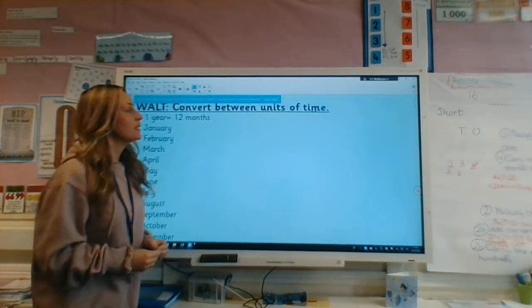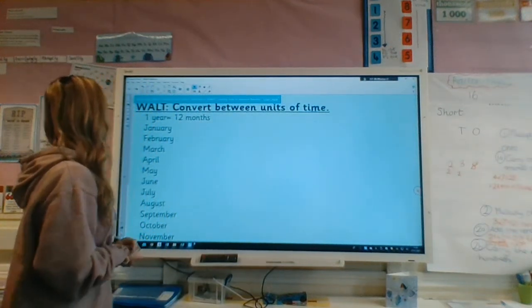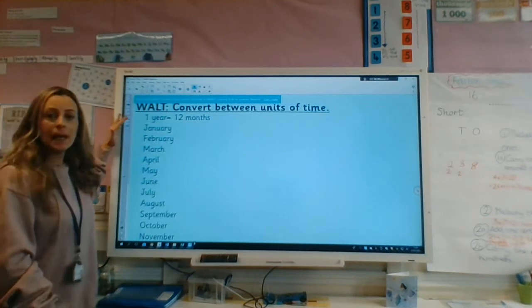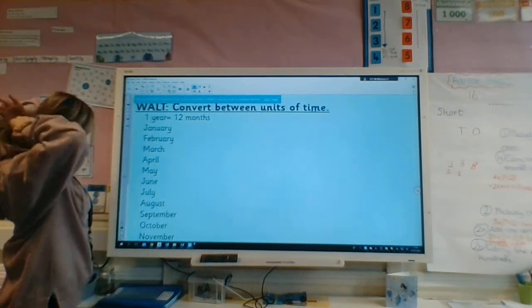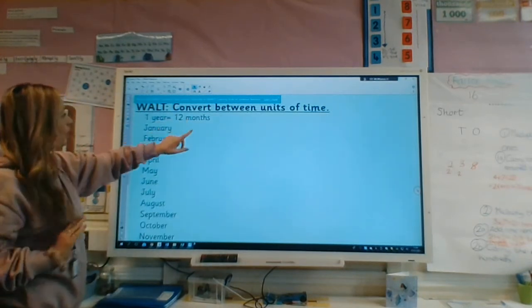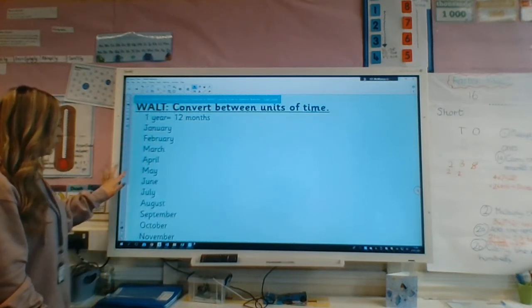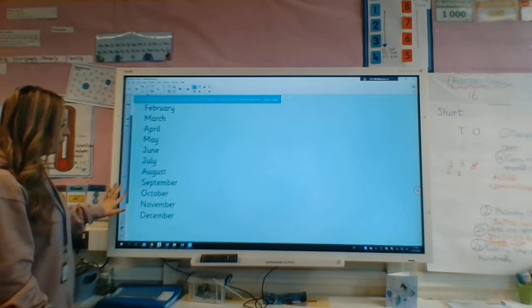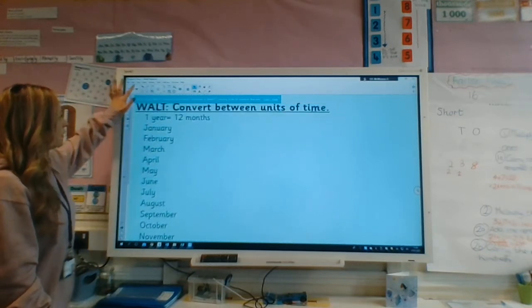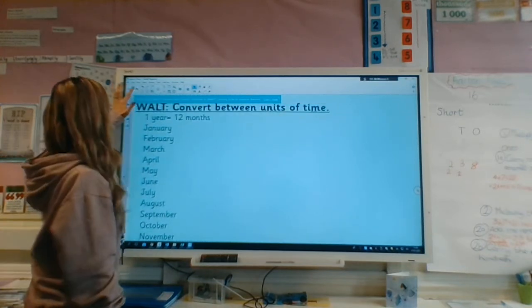Today we're converting different units of time. So we're just looking at 1 year and how many months are in a year. So we've got 12 months in 1 year. So January, February, March, April, May, June, July, August, September, October, November and December. So remember there's 12 months in 1 year.